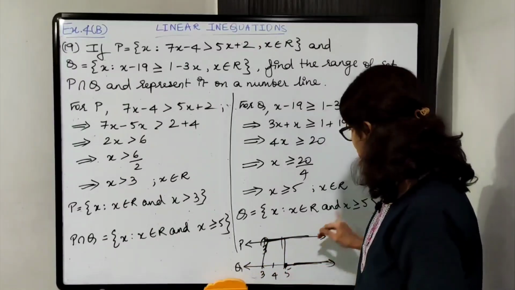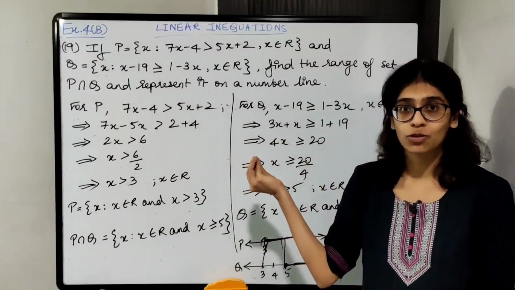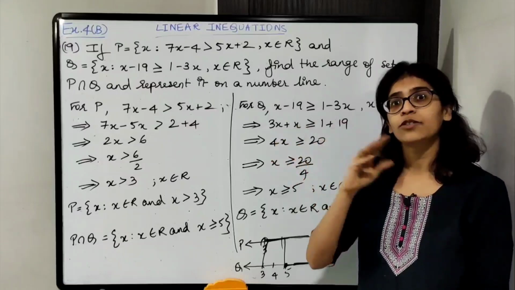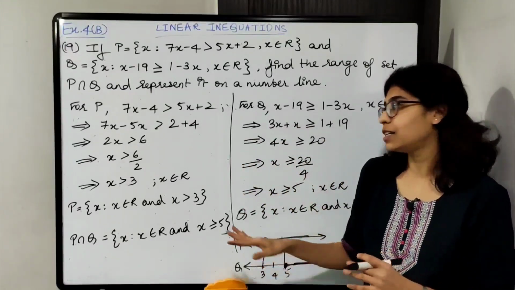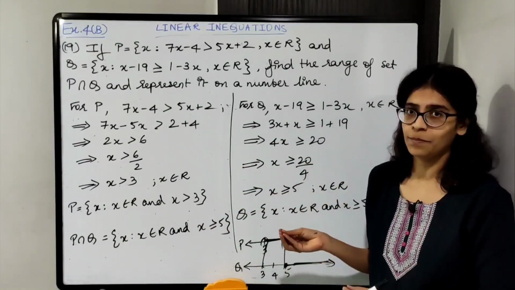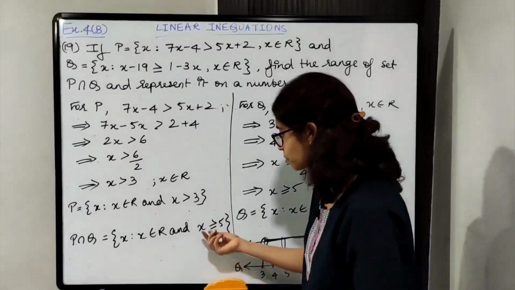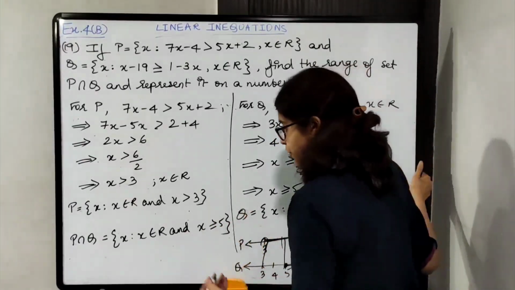Alright. So students, this applies for continuous sets. It should be a continuous set, plotted continuously on the number line. For discontinuous sets this rule does not apply. Okay, so greater than or equal to 5 we'll plot on the number line.